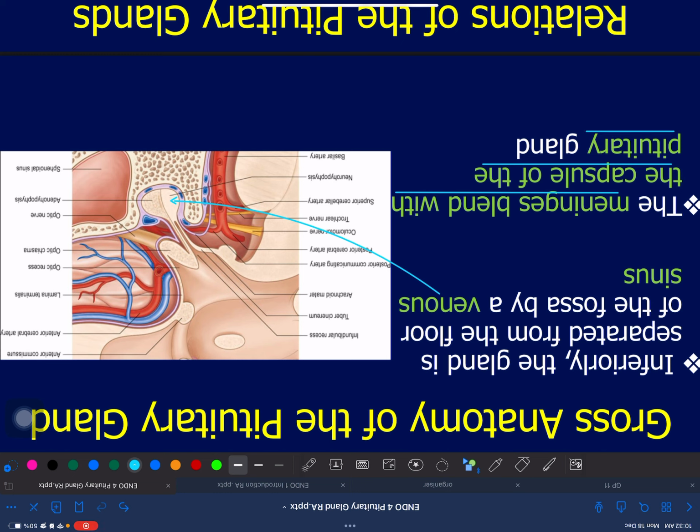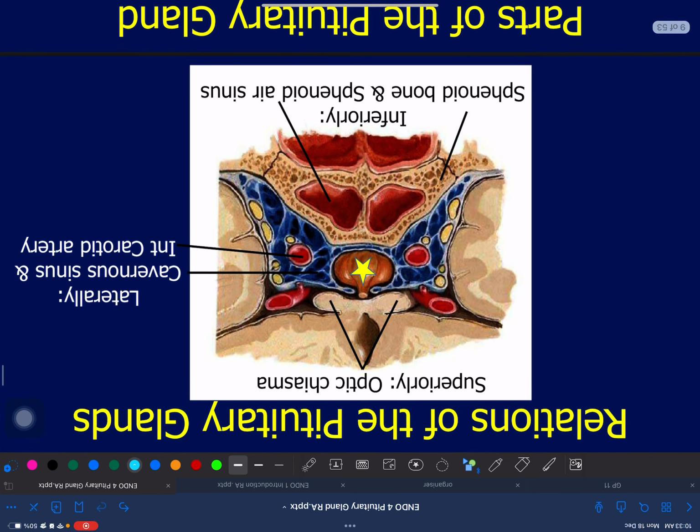I think this is the axial cut, viewed from anterior. So you can see, superiorly it is related with the optic chiasma, as in the earlier picture. And inferiorly it is related with the sphenoid bone, because it sits on the sella turcica, related with the sphenoid bone as well as the sphenoid air sinus. This is the relation superiorly and inferiorly.